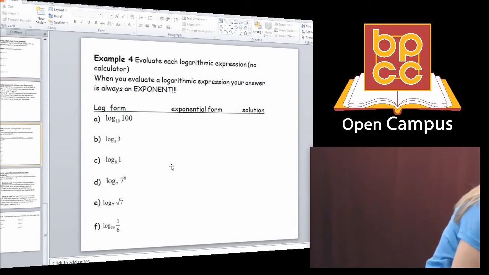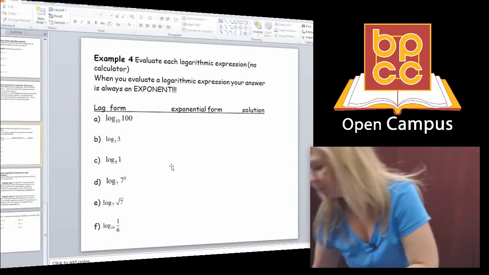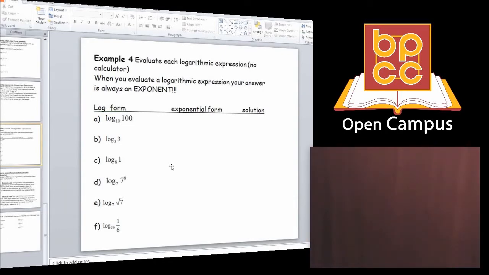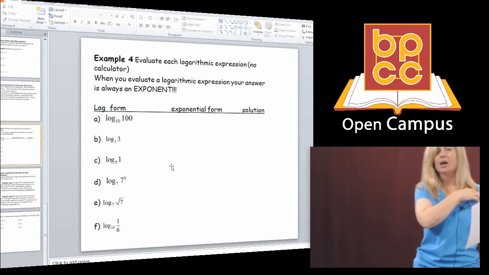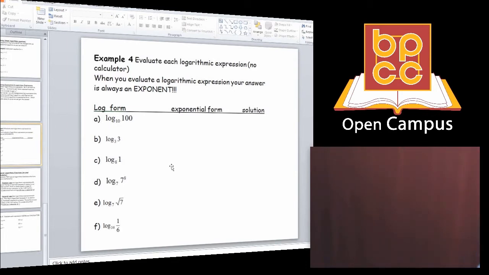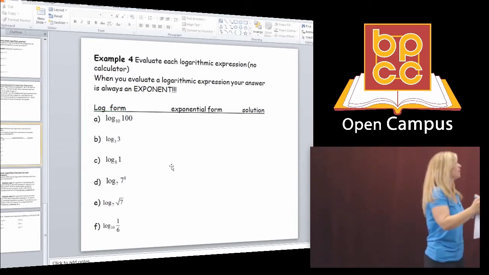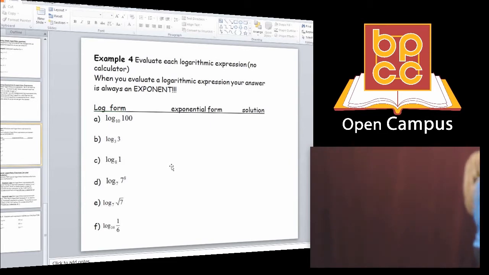I have 6 examples here. Do they look like equations to you? No. And that's where the problem is. These are not equations. These are expressions. And the directions say evaluate. Evaluate means find their answer, their value. Well, you're probably thinking, can I go to the calculator and use that button? No, not yet. And we're going to talk about why in a couple of minutes. So the problem here is we want to evaluate all of these. All these expressions are in log form because they all have the word log with them.